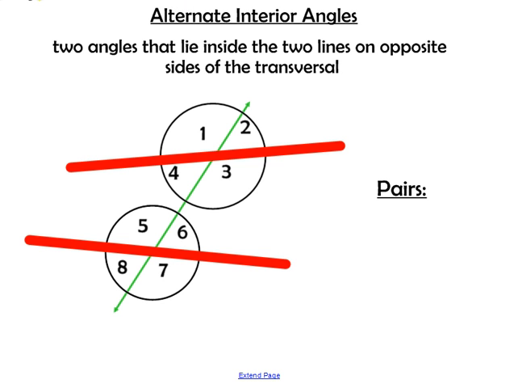Then from here, we want to talk about the ones that are in the interior of our two lines. So not the ones that are outside, we just want to focus on the ones that are in between the two lines. And then we need to talk about that word alternate, which again means opposite sides of the transversal. So we want one angle from the left side and one angle from the right side. And lastly, remember, one angle from each circle. So angle 4 and angle 6 are alternate interior angles. And then we have angle 3 and angle 5.